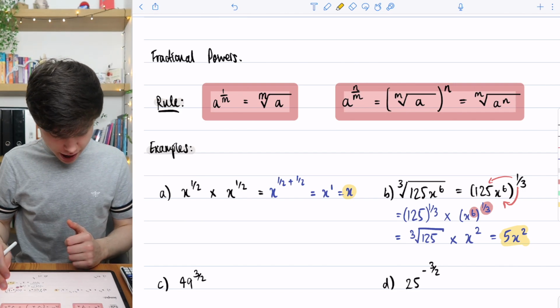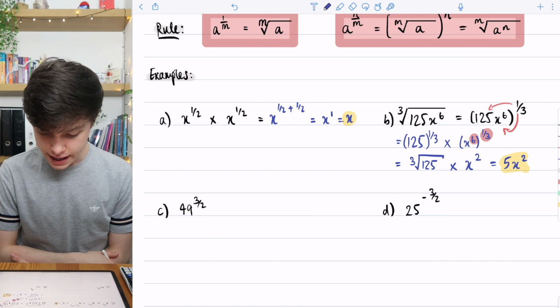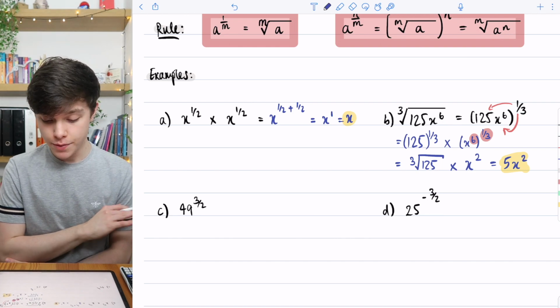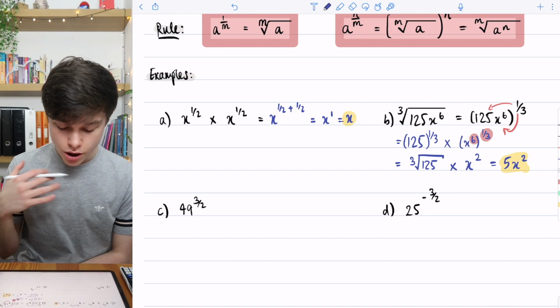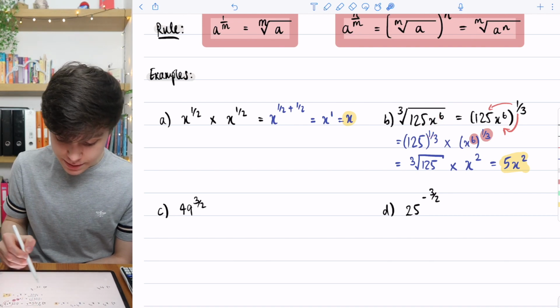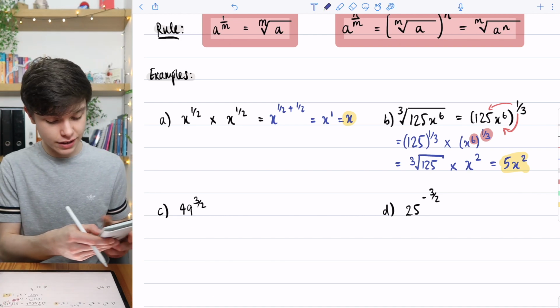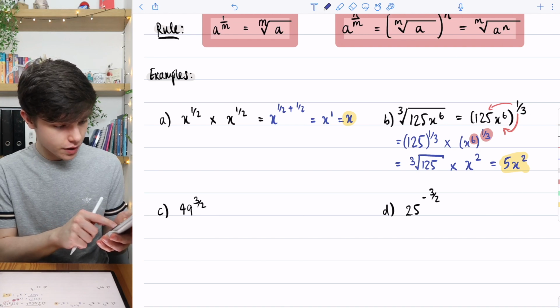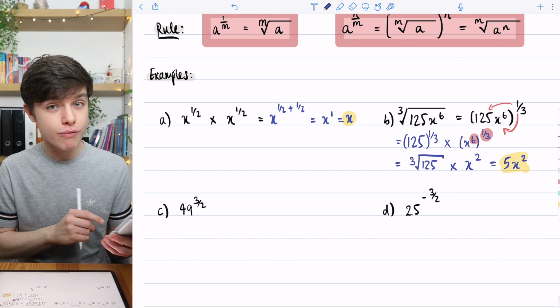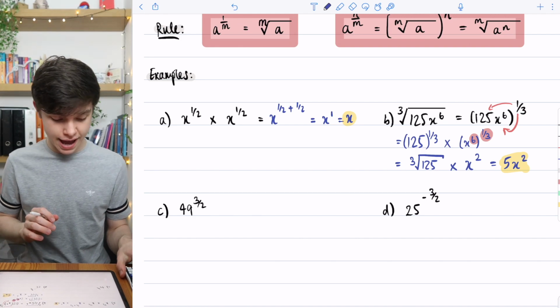Okay, let's have a look at C and D. All we need to do here is compute what these are. There's no algebra involved. I could simply put these into my calculator without thinking what the value of x is, because we have no x. So we could check this on our calculator first. 49 to the power of 3 over 2 gives me 343. Let's keep that in mind. That's what we need to get to.